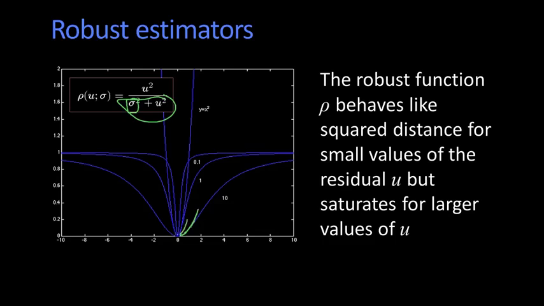But what happens when u becomes really large? Well, when u becomes really large, the robust estimator here becomes almost u squared over u squared, or 1. And that's what this value is here, out here.